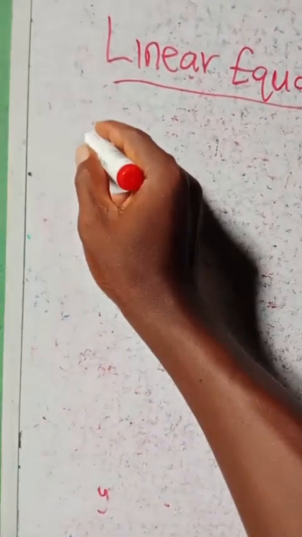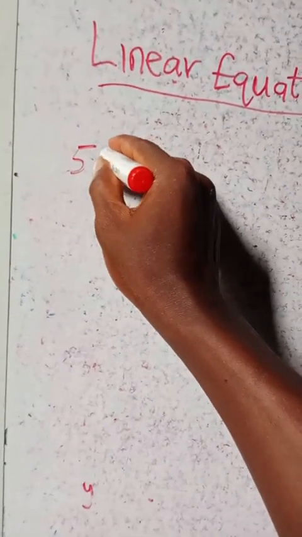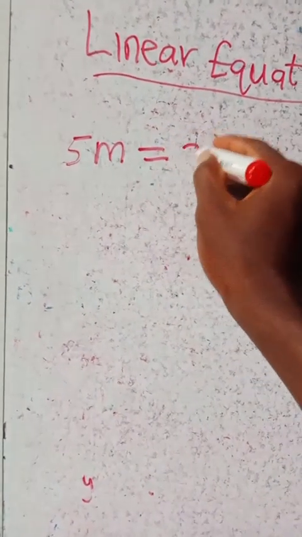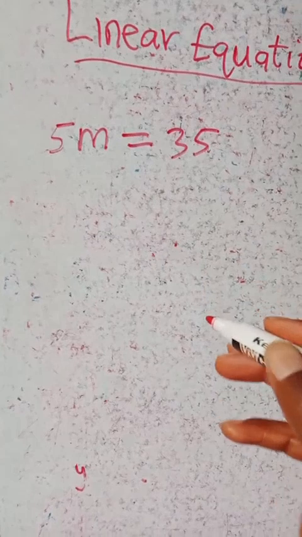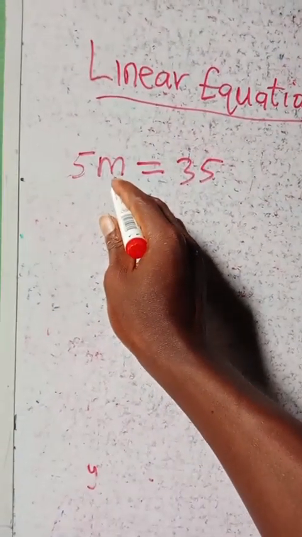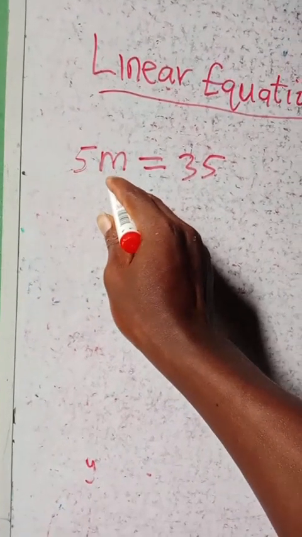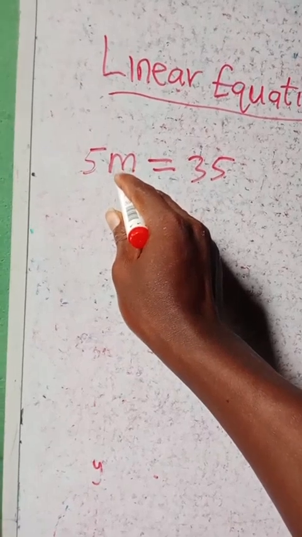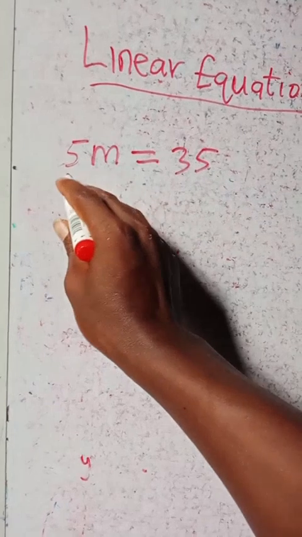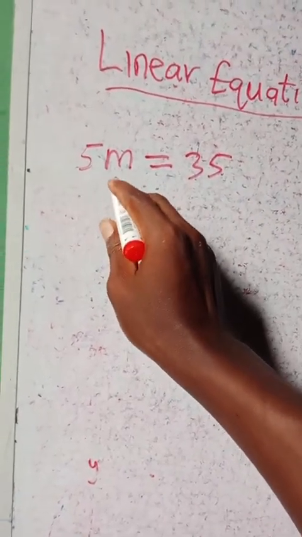Again, what if I have 5m is equal to 35? Okay, the same pattern. So what multiplied by 5? The m you don't know. What number multiplied by 5 is going to give you 35? That is the meaning whenever you see something like this. So the m is, how do I find m?